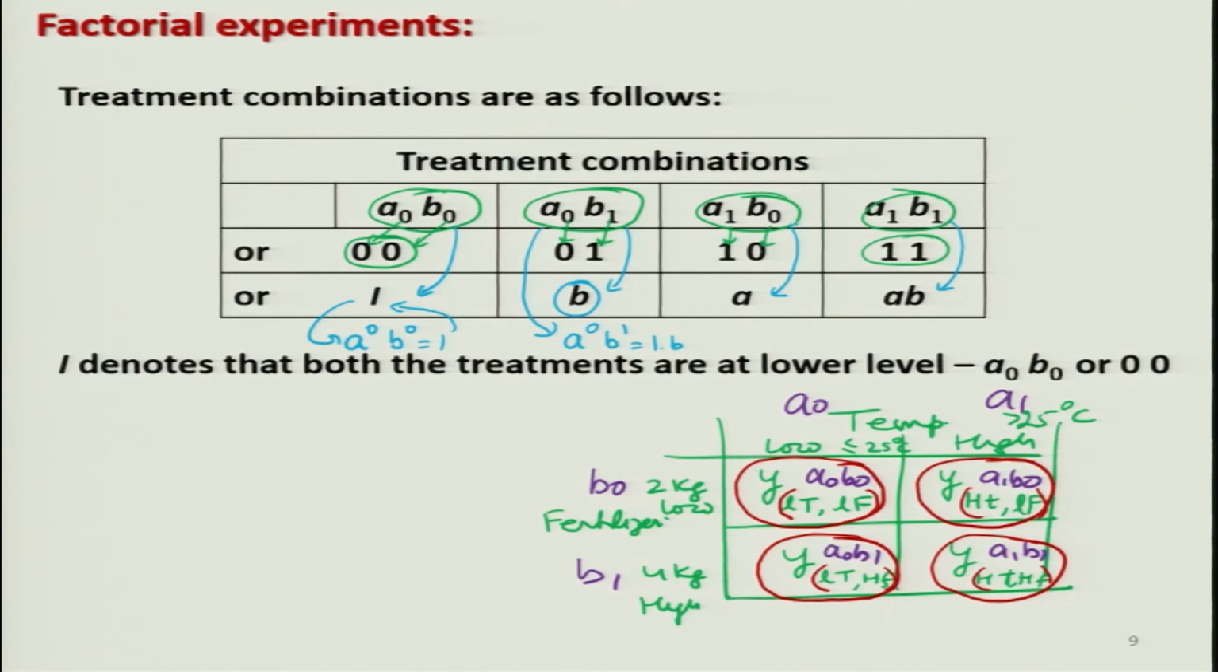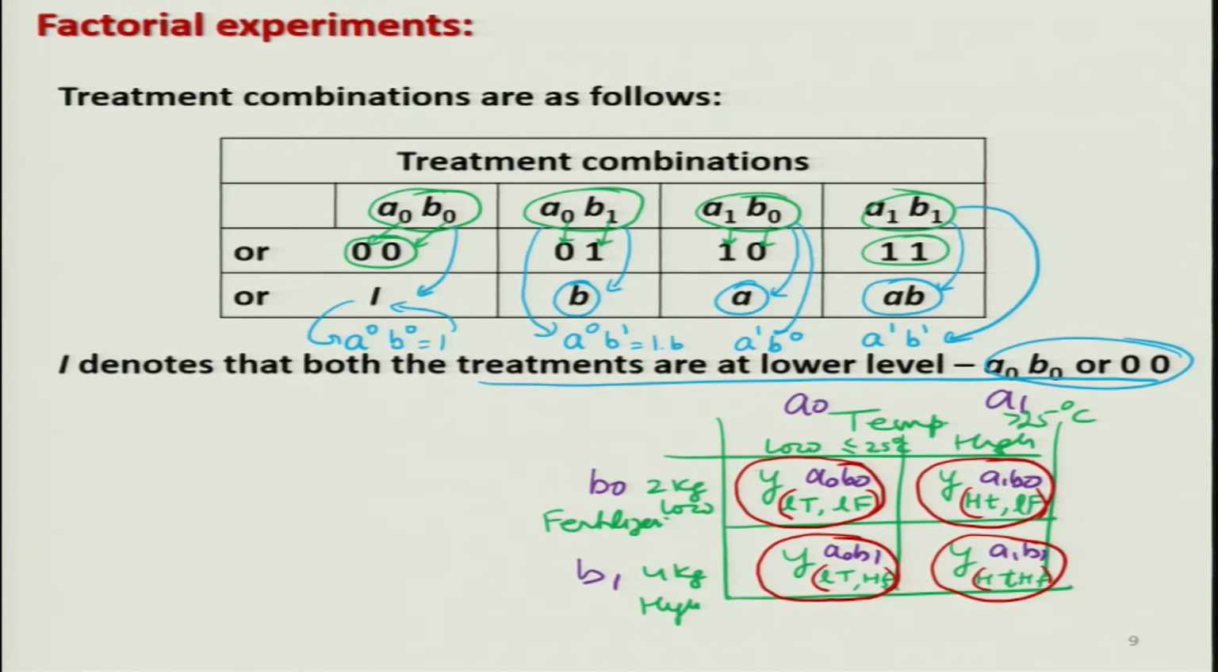Similarly, A1 B0 can be written as A raised to the power of 1 and B raised to the power of 0, which is A, and A1 B1 can be written as A raised to the power of 1 and B raised to the power of 1, which is A into B. So this is how we manage these symbols. I denotes that both the treatments are at the lower level, meaning 0 0. Our general understanding is that by 0 we indicate the lower level, and with 1 we indicate the upper level.